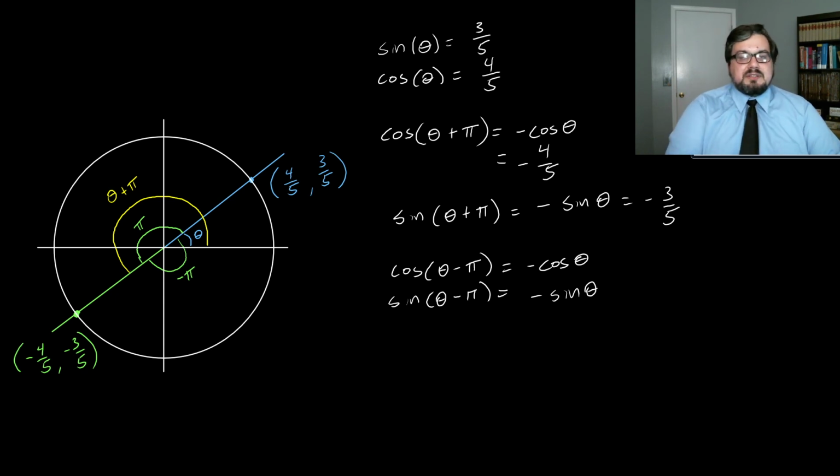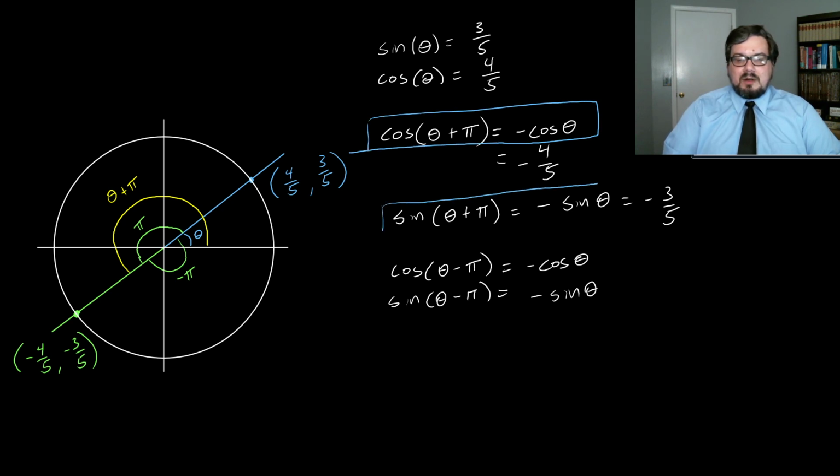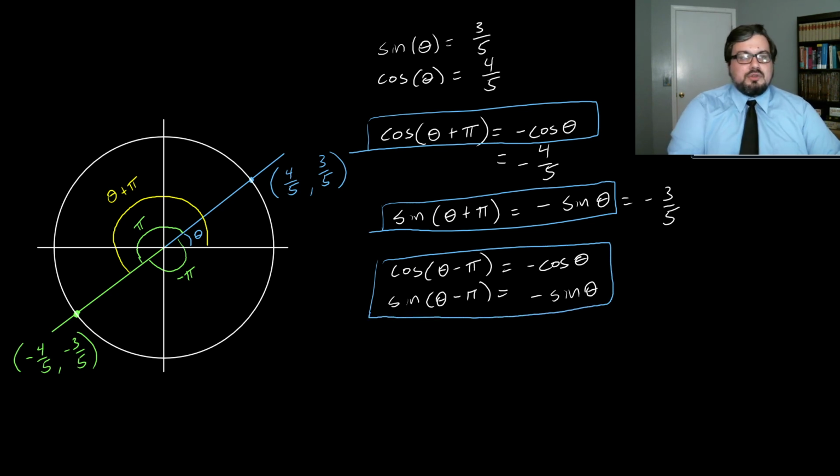So this gives us a few more identities that we can determine based on the unit circle. So we can see from the circle that if we add or subtract pi to the argument of a sine or cosine, we're going to get the negative of that back.